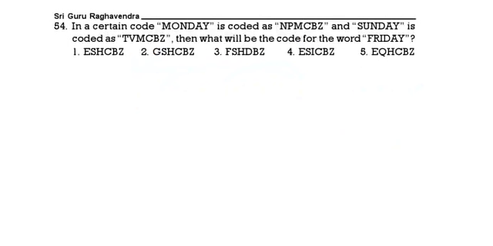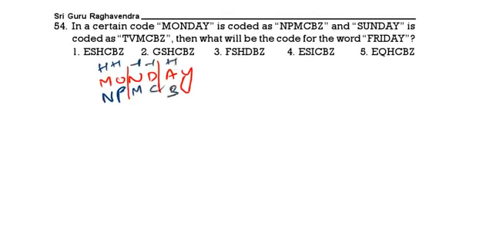Next question. In a certain code language, Monday is written as NMPMCBZ. See here, Monday, MONDAY. So divide into two parts. M is becoming N. O is becoming P. That means +1, +1. Again N is becoming M, -1. D is becoming C, -1. Again A is becoming B. Then Y is becoming Z.